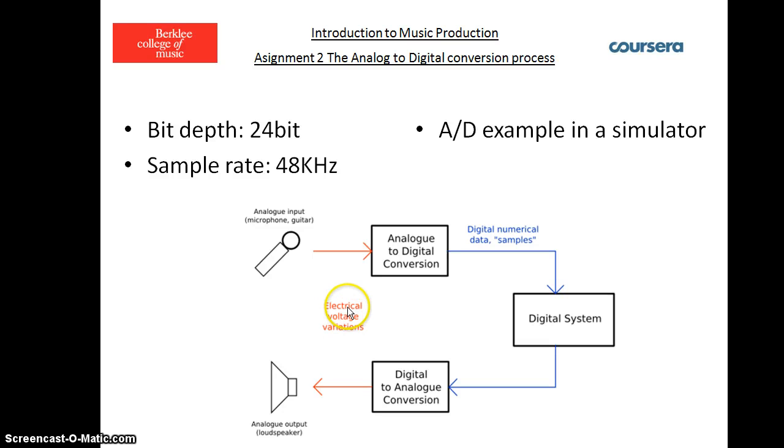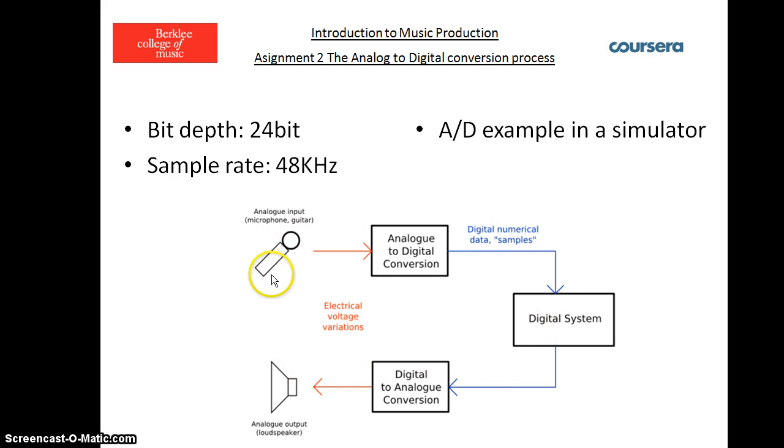Hello everyone. In this video we're going to look at the analog to digital converter, and we're going to break it up into three parts: the bit depth, the sample rate, and we're going to end with a small example in a simulator. I took this photo to show the idea of a very basic signal flow.